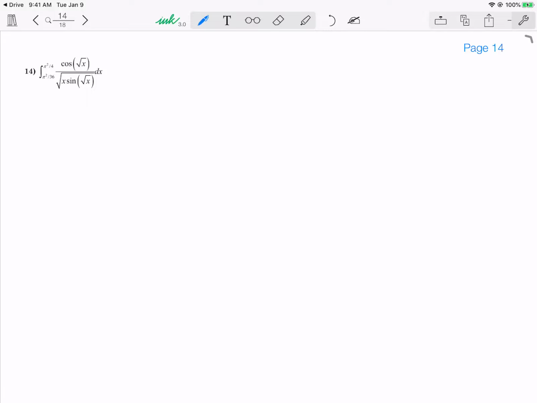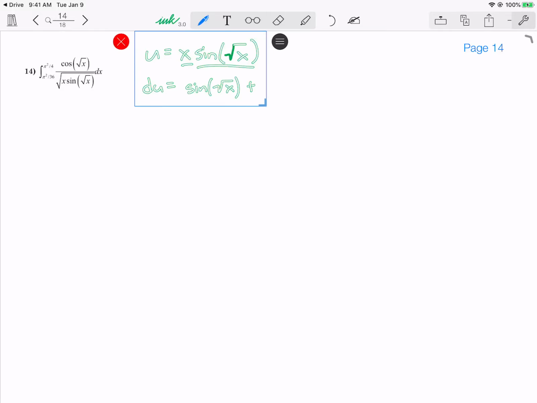Alright, next one. Wow, these are getting messy. But, as usual, u is often going to be something inside of square roots. Well, let's see what would happen if u is everything inside of that square root. X times the sine of the square root of x. Alright, patience, freezing. Square root of x. What would du be? Oh no, x appears in 2 places. Take the derivative of the first times the second, plus take the derivative of the second times the first. This looks messy. Probably not u-substitution.